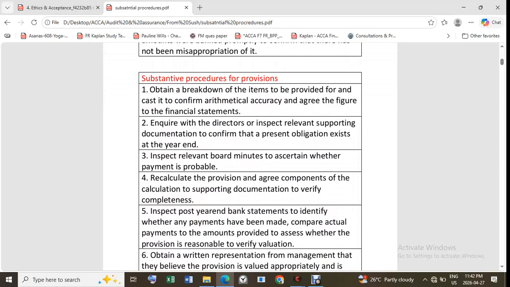Obtain a breakdown of item to be provided for and cast it to confirm arithmetical accuracy and agree the figure to the financial statement. Inquire with the directors or inspect relevant supporting documentation to confirm that a present obligation exists at the year end. Inspect relevant board minutes to ascertain whether payment is probable.